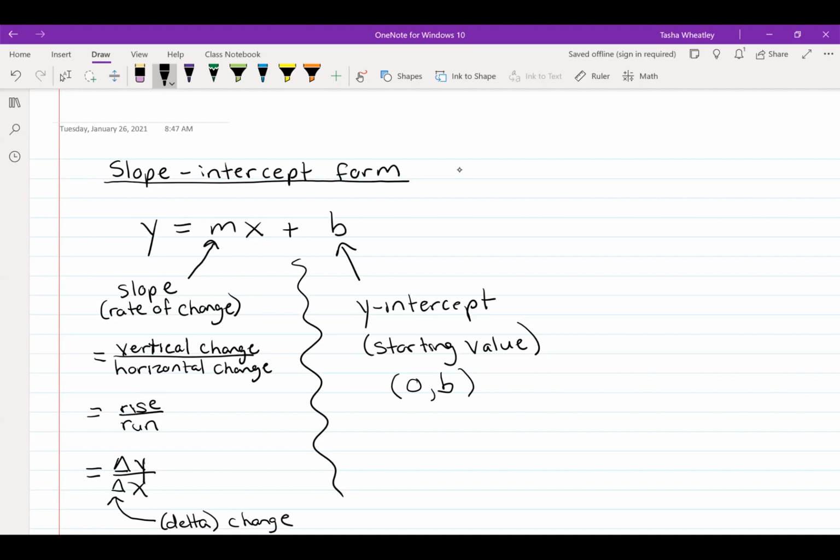So take a minute, make sure you have this copied. This is the majority of the notes. Then I'm going to flip over and we're going to go through 3 examples together. And that's what you'll be practicing today: how do you graph from slope-intercept form?